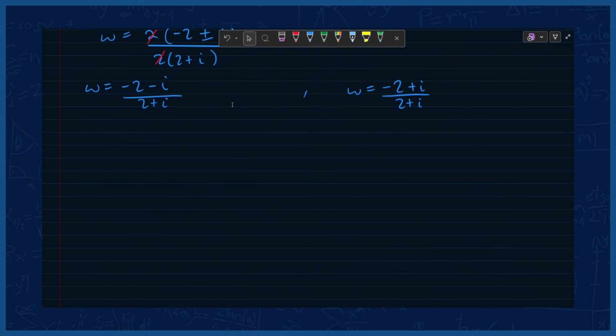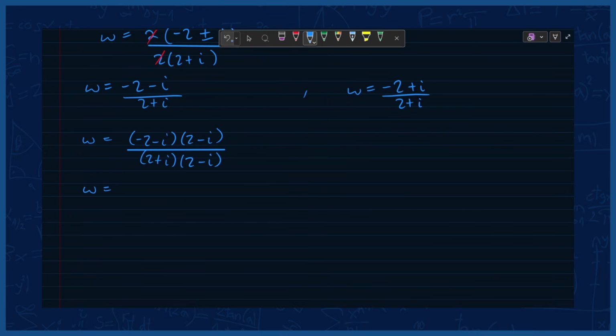So we need to simplify this. So this is division of a complex number. So to divide a complex number, you multiply both the numerator and the denominator by the complex conjugate of the denominator. So the complex conjugate of my 2 plus i is 2 minus i. So I multiply my numerator by 2 minus i, and I also multiply my denominator by 2 minus i.